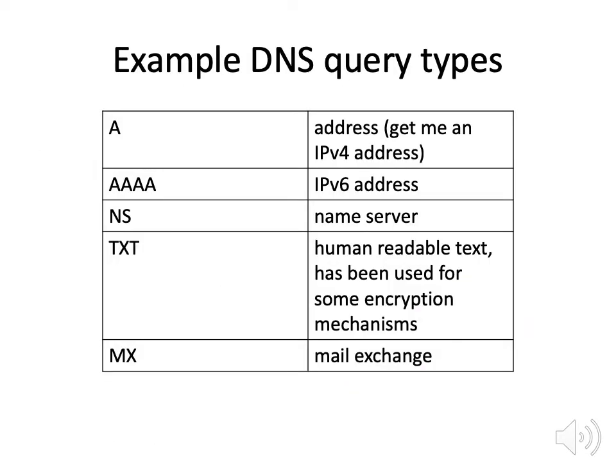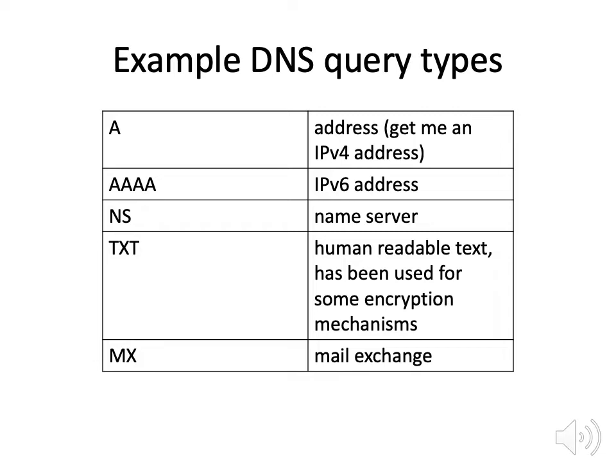So DNS supports multiple types of information. The most common kinds of information are A records. These are IPv4 addresses, or AAAA records. These are IPv6 address records. We also have NS records. They can say, for a domain name, what is the name server that handles that domain name?